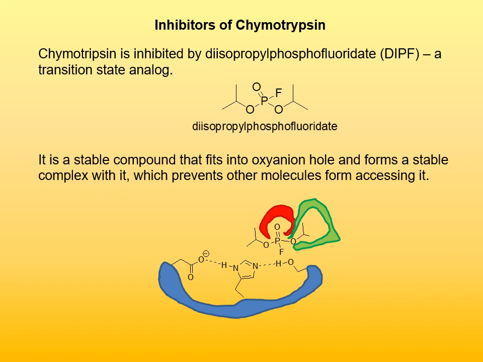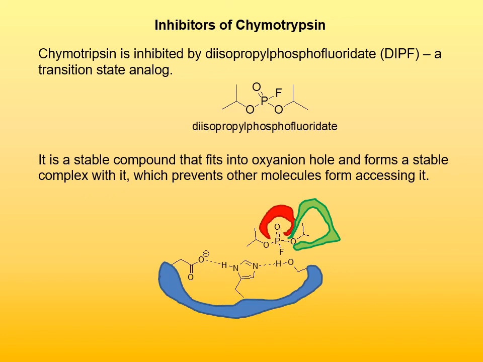And so by definition, since it looks like the transition state, the enzyme will have very high affinity for it. It will form very strong intermolecular interactions with it. So this one is not going to leave the enzyme because the enzyme has high affinity for it. A very stable complex forms, and that prevents other molecules from accessing the enzyme. And so this enzyme is effectively deactivated and cannot operate any longer.